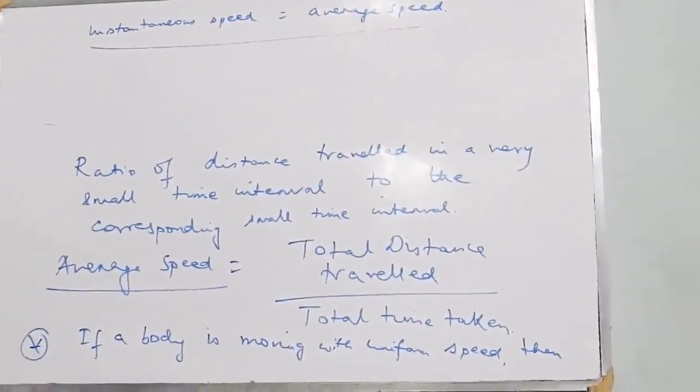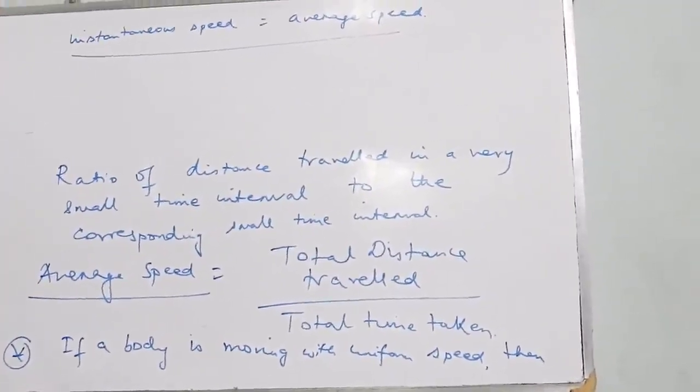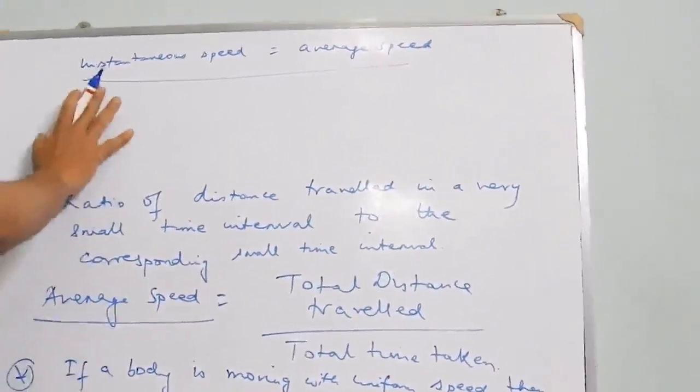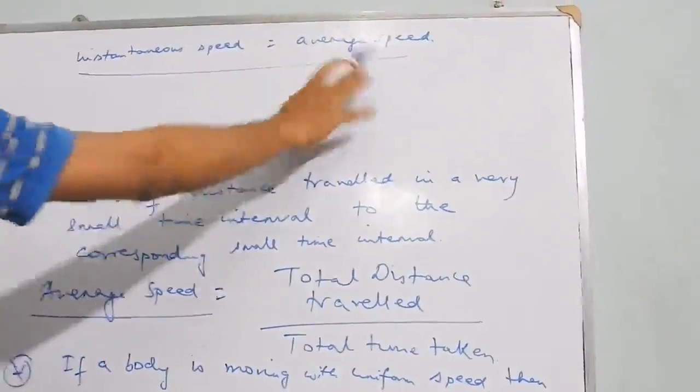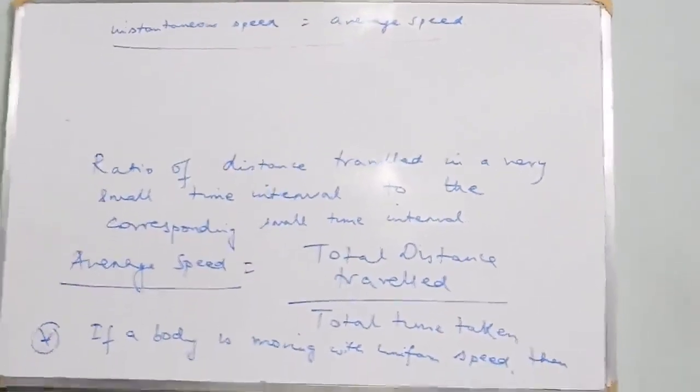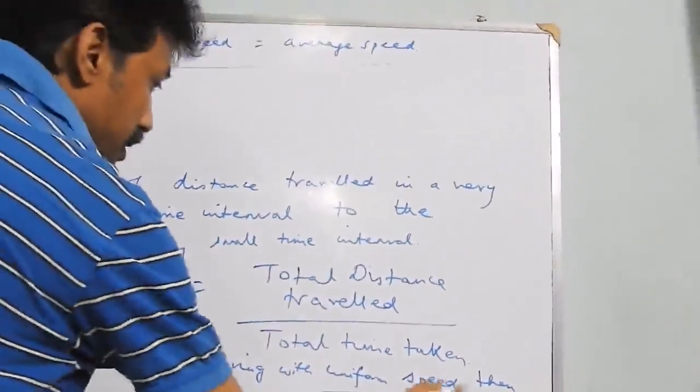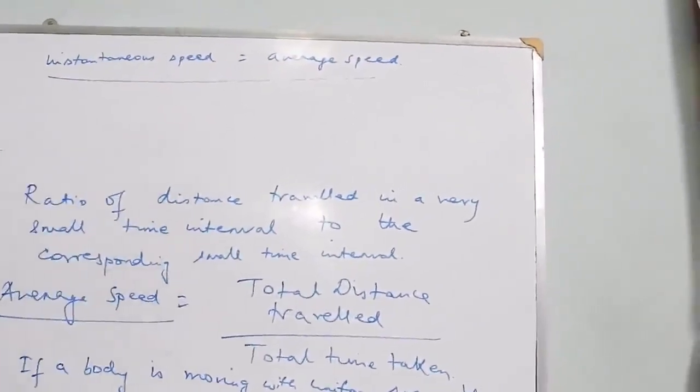If the body is moving with non-uniform speed or variable speed, then obviously instantaneous speed and average speed will produce different results. But only if the body is moving with uniform speed, then only this is applicable.